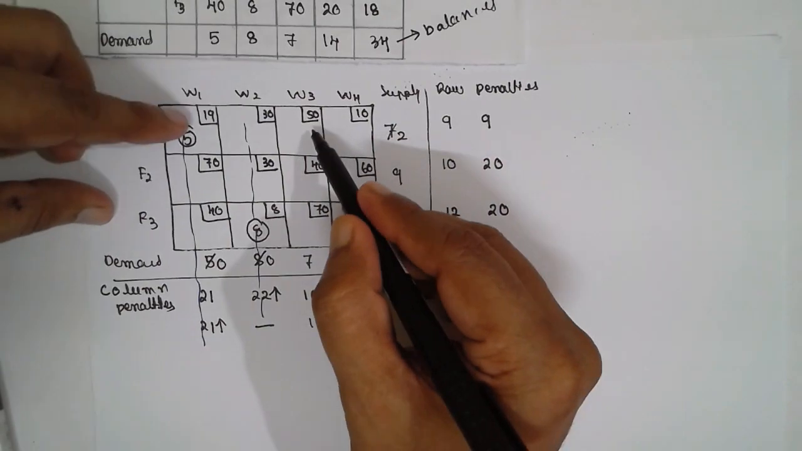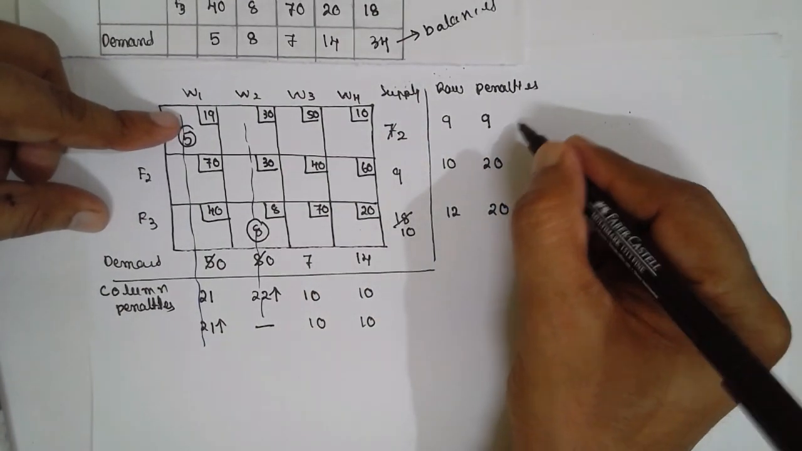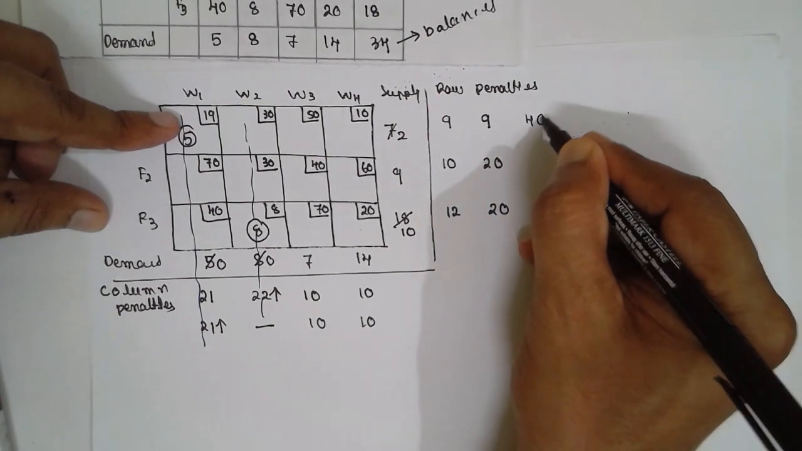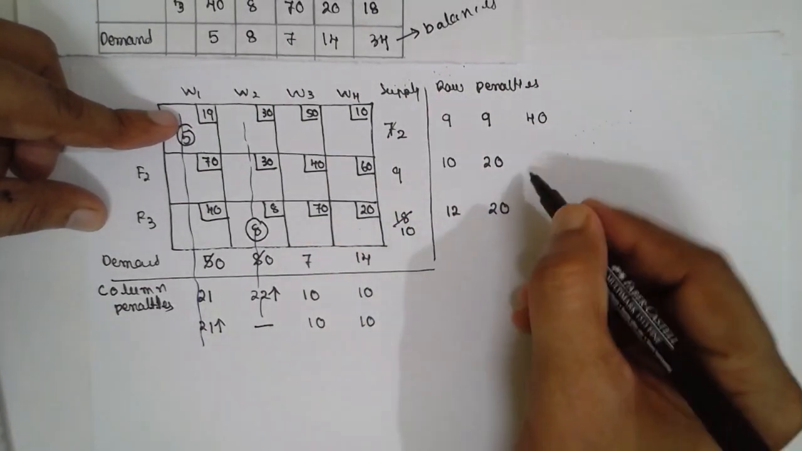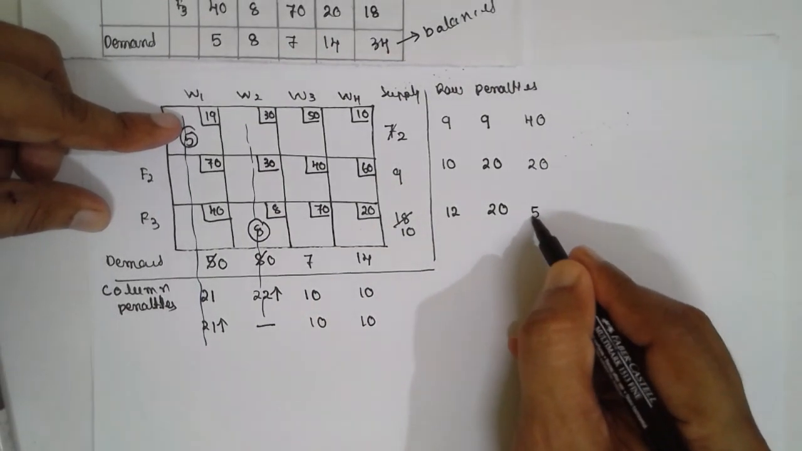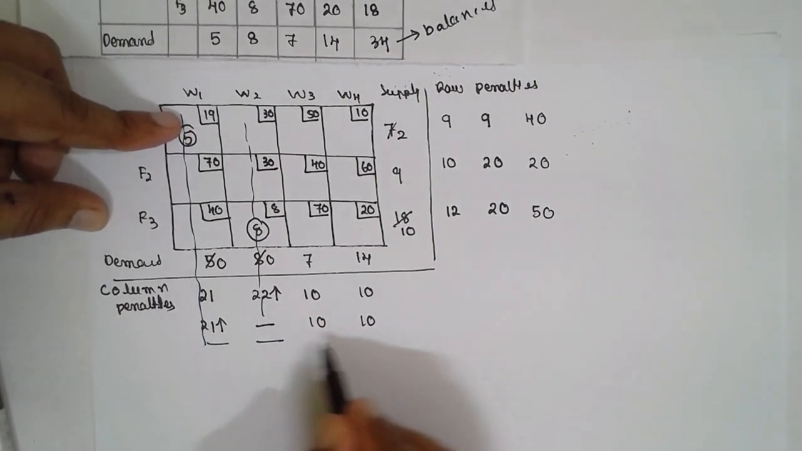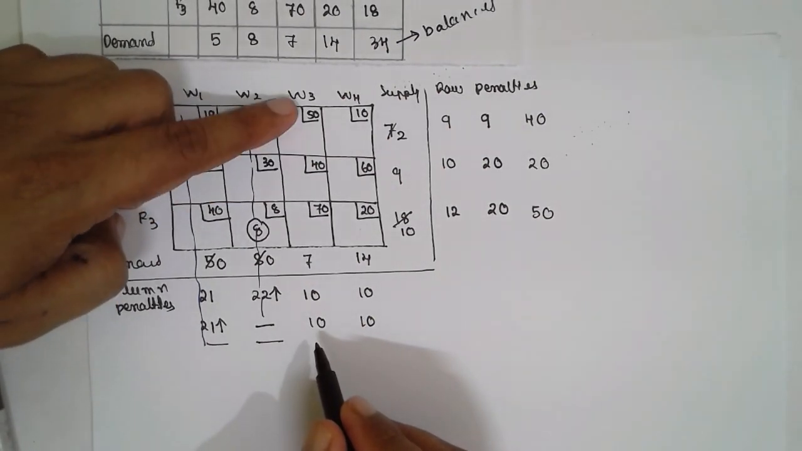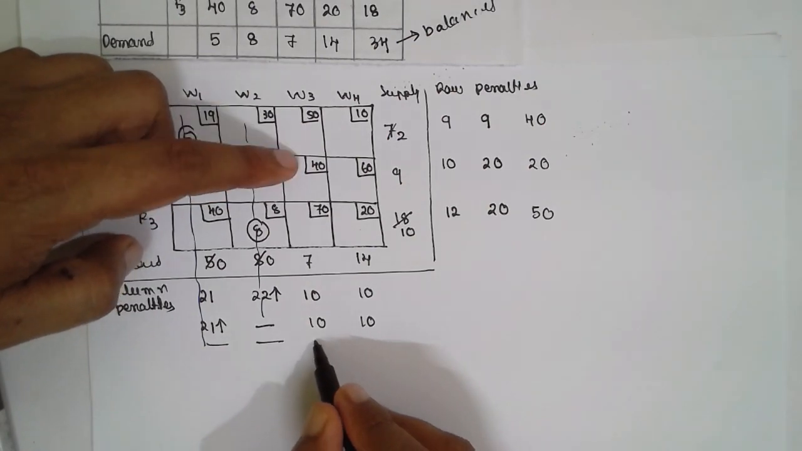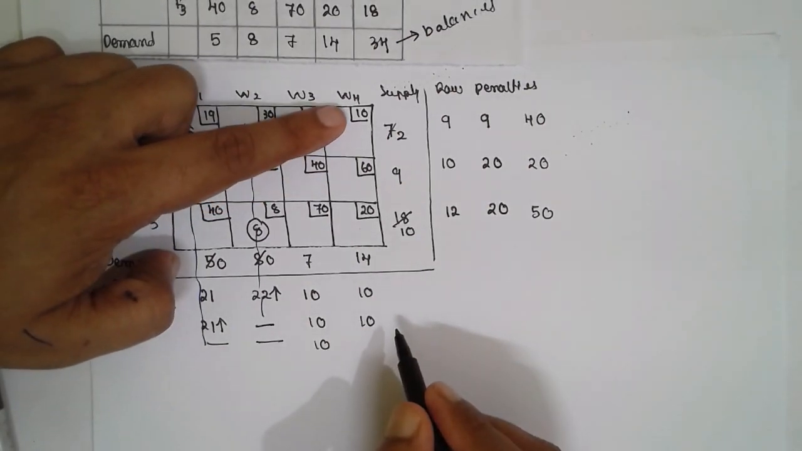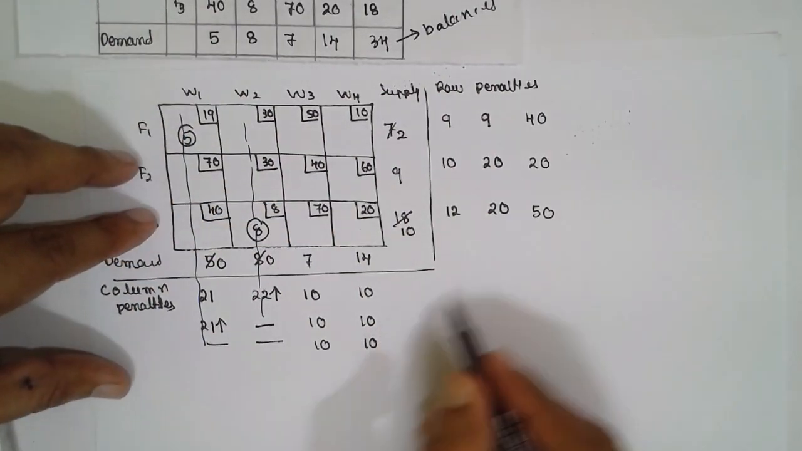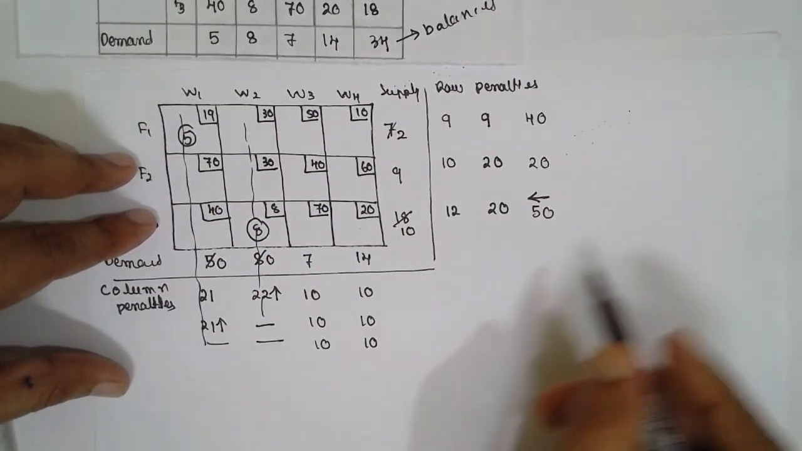Next is 50 minus 10, nothing but 40. 60 minus 40 is nothing but 20. 70 minus 20 is nothing but 50. Here smallest is 40, next smallest is 50. 50 minus 40 is nothing but 10. The smallest is 10, next smallest is 20. The 20 minus 10 is nothing but 10. You have to select the larger value. The larger value is 50 here.